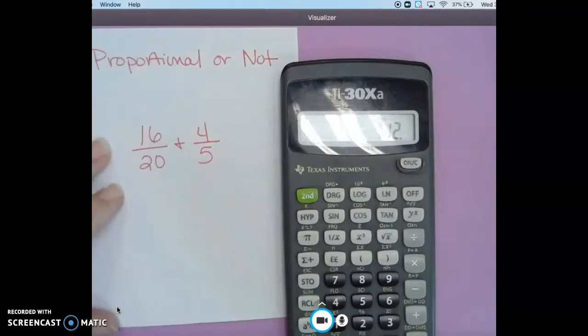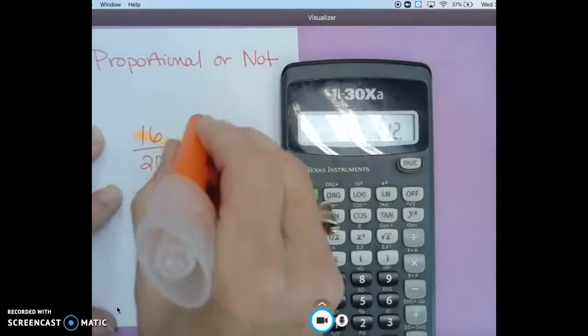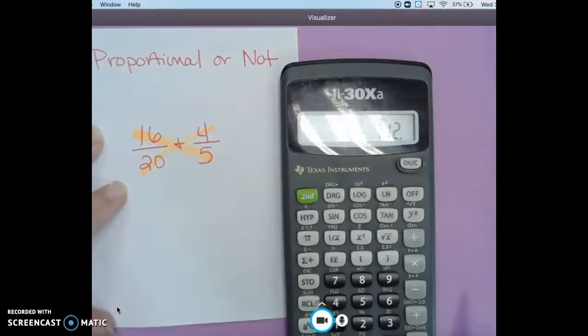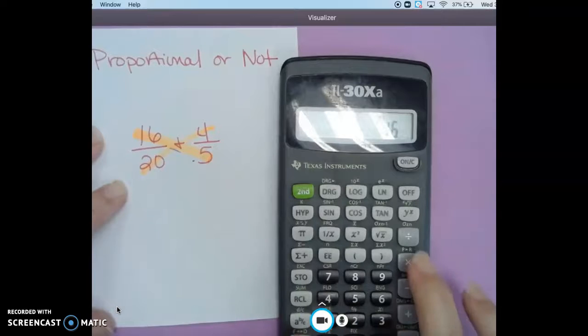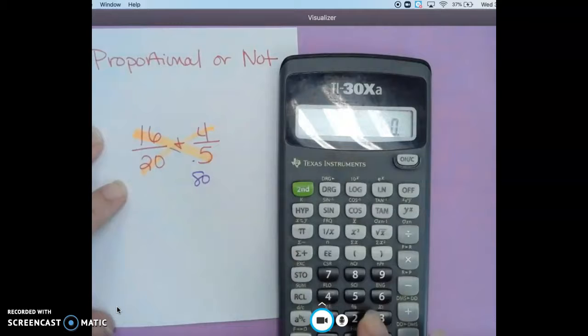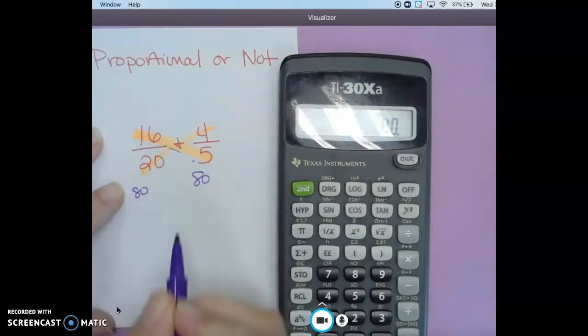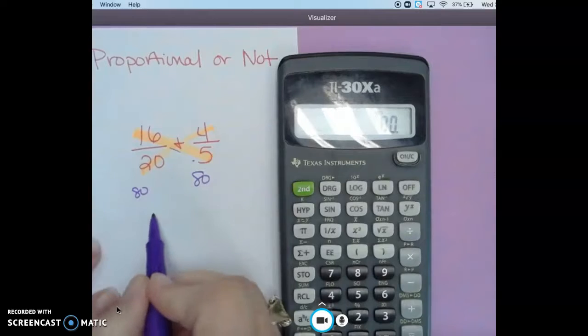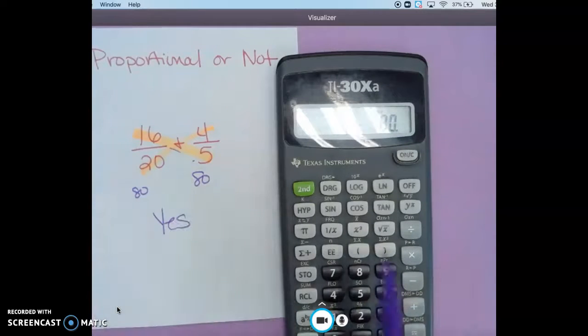All right, one last one. Maybe this will be the shortest video yet. Look at your diagonals. 16 times 5 gives us an 80. Most of you probably can do 20 times 4 in your head and get 80, but we'll punch it in just because we're in the habit of punching it in. So then that's going to be yes, they are equal. So all you have to do today is determine, are they equal or not equal? So your answer is a yes or a no.